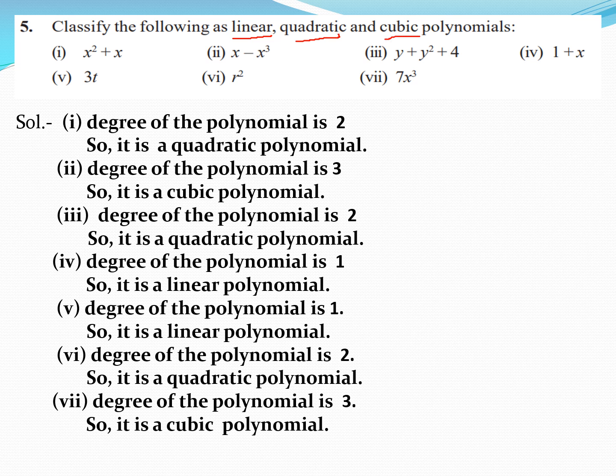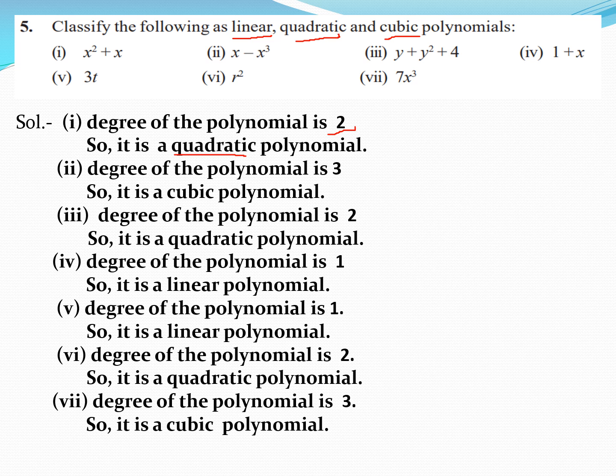Now let's see the parts of this question. First part is x squared plus x. Now we will see what is the highest power in this polynomial. Here the power of x is 2 and here the power of x is 1. So the degree of the polynomial is 2 in the first part. So it is a quadratic polynomial.